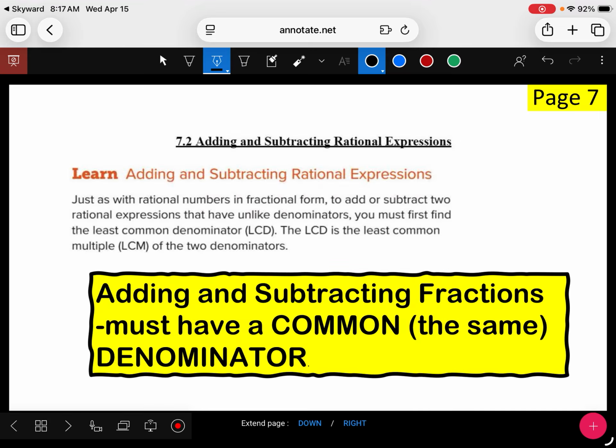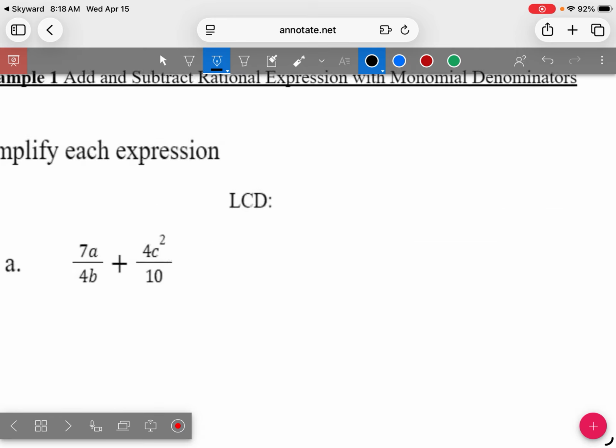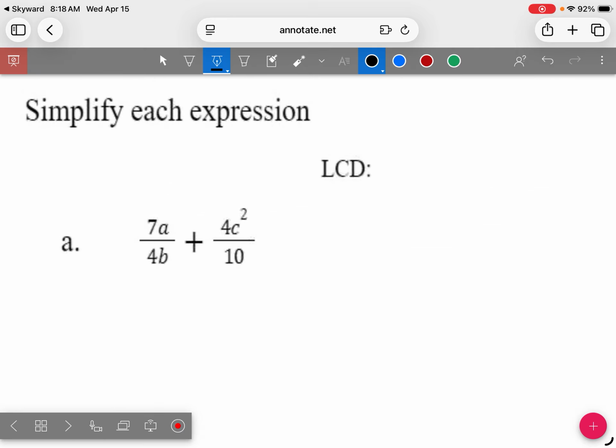Now, when you're adding and subtracting, you have to have a common denominator. Now, we don't need that to multiply or divide, but we need that for addition and subtraction. So you don't have to write that down, but we are going to focus on finding our LCD. All right, so let's look at example 1. So the first thing we're going to do is break down our denominators.